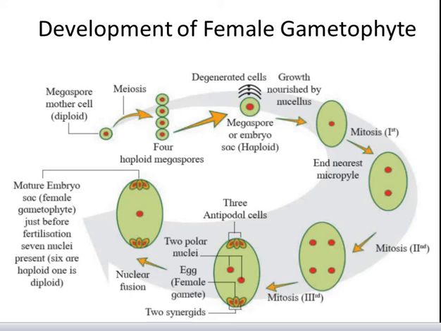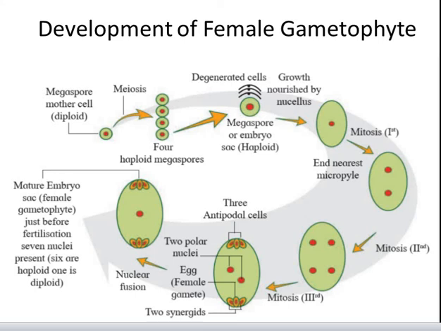Synergids show hair-like projections called the filiform apparatus, which guide the pollen tube towards the egg. The antipodal cells are a group of 3 cells present at the chalazal end. The 2 haploid polar nuclei of the large central cell fuse to form the diploid secondary nucleus or definitive nucleus, which forms just prior to fertilization. The 7-celled and 8-nucleated structure is called an embryo sac.